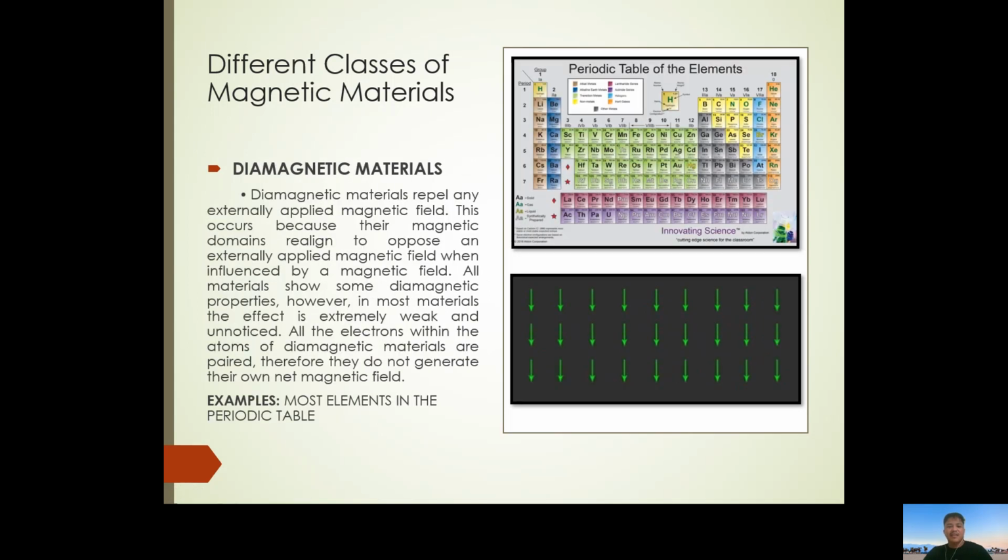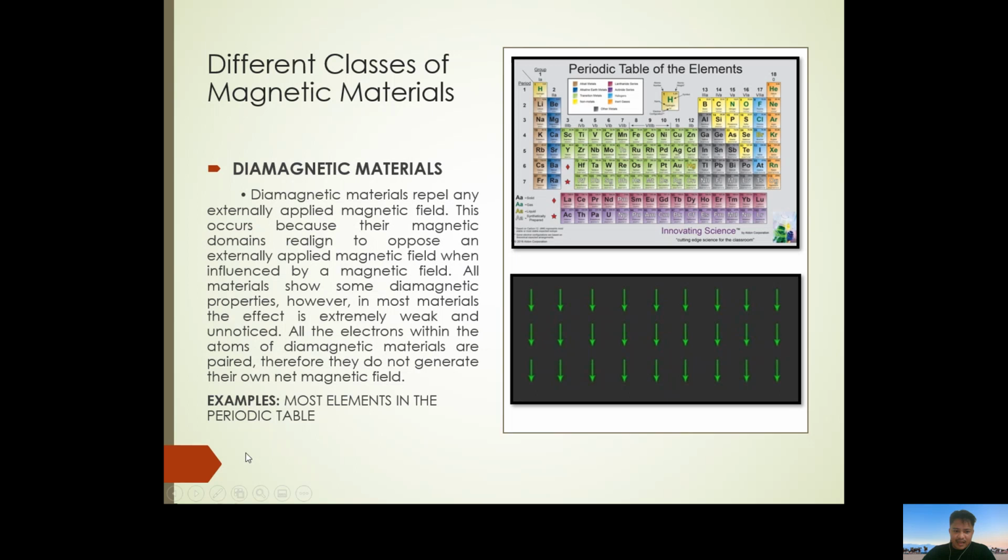Okay. The next one is the diamagnetic material. Diamagnetic materials repel any externally applied magnetic field. This occurs because their magnetic domains realign to oppose an externally applied magnetic field when influenced by a magnetic field. All materials show some diamagnetic properties. However, in most materials, the effect is extremely weak and unnoticed. Just to explain, all of these elements in the periodic table are diamagnetic materials, but there are some where the effect is extremely weak and unnoticed. So, these are the diamagnetic materials.